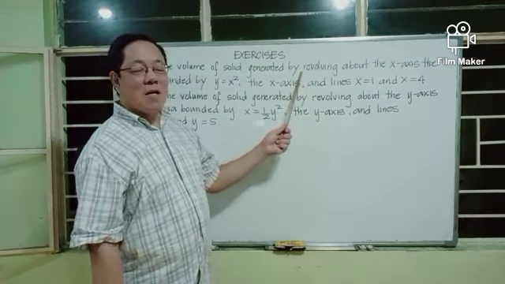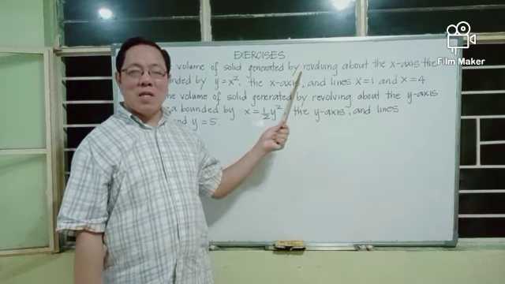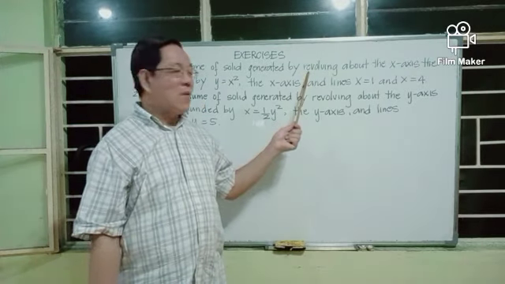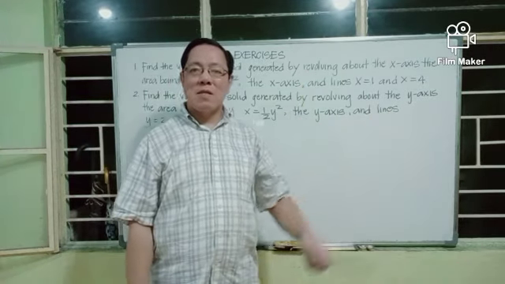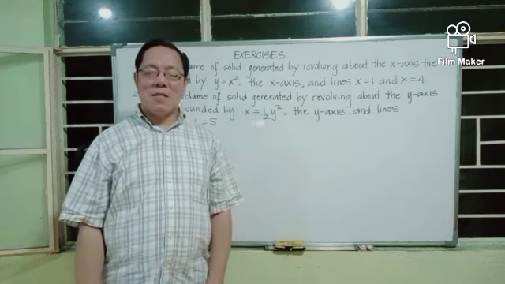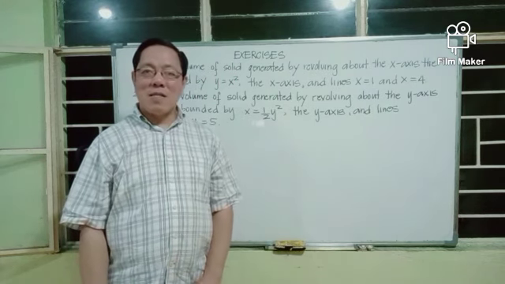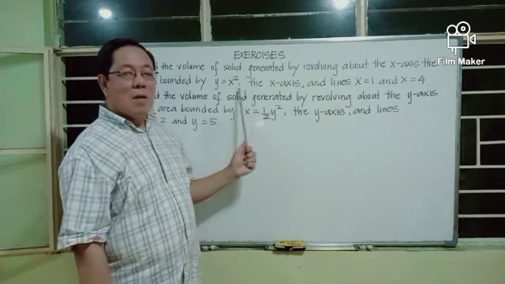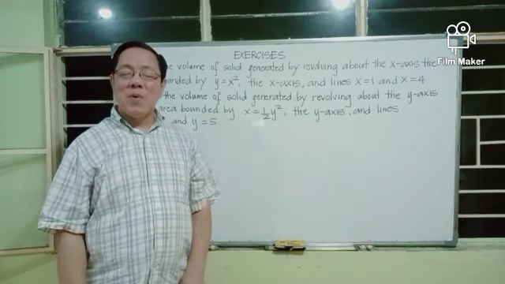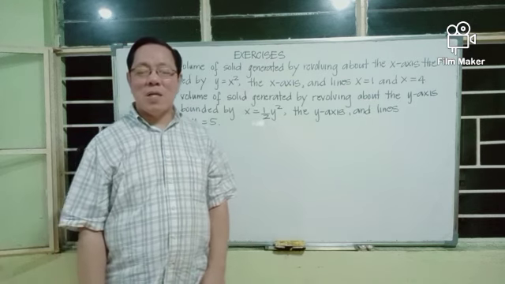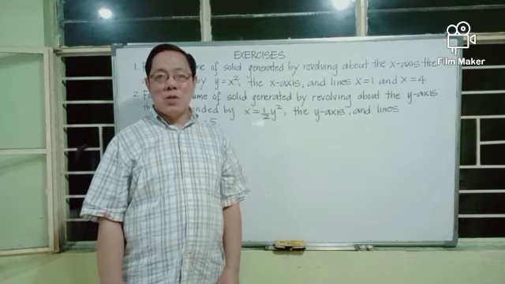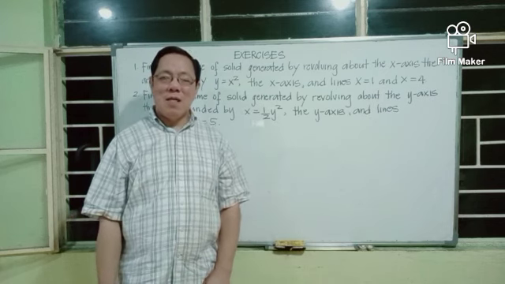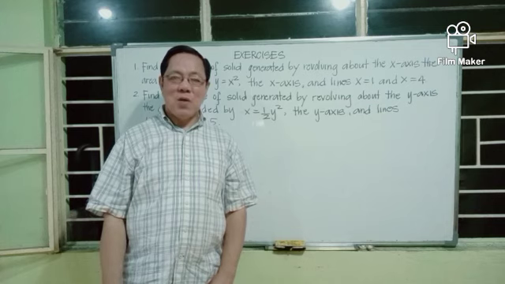And because the solid to be generated is to be obtained by revolving the area about the x-axis, then the x-axis is called the axis of revolution. And since the axis of revolution forms a boundary of the required area, you should use the disc method or circular disc method to find the required volume of the solid.